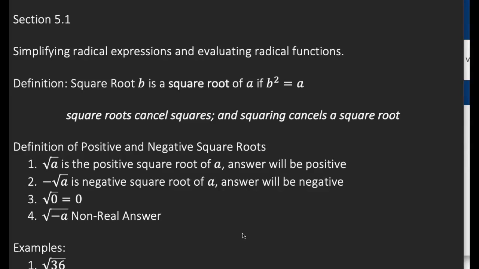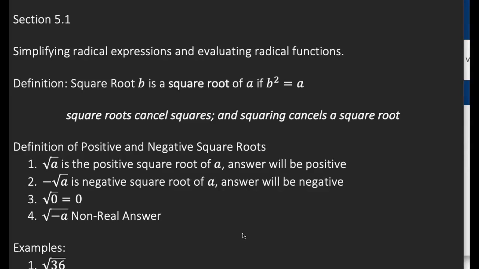For example, it states, the square root of b squared equals a. So b represents a number that multiplied times itself will give you a. Something to note, a square root cancels a square and squaring cancels a square root. I will give you examples of what all these words mean.